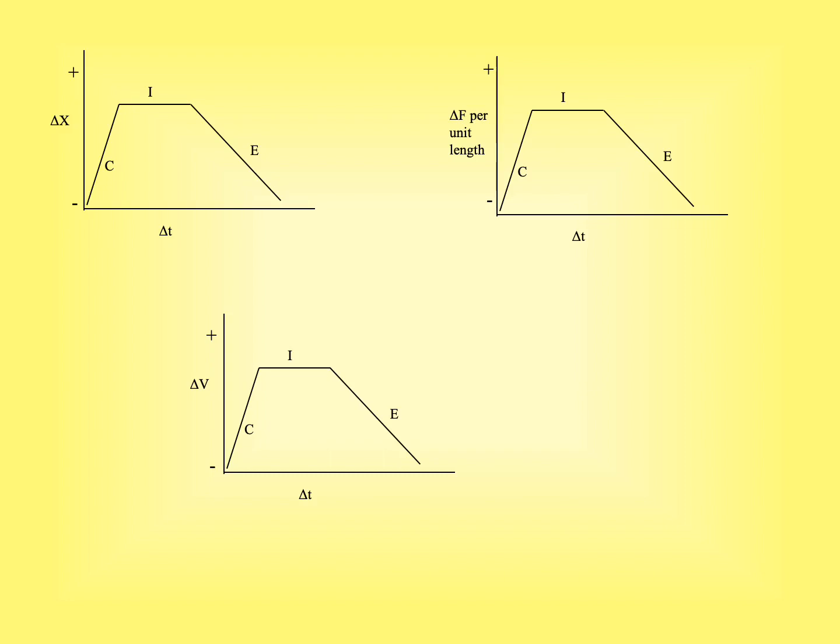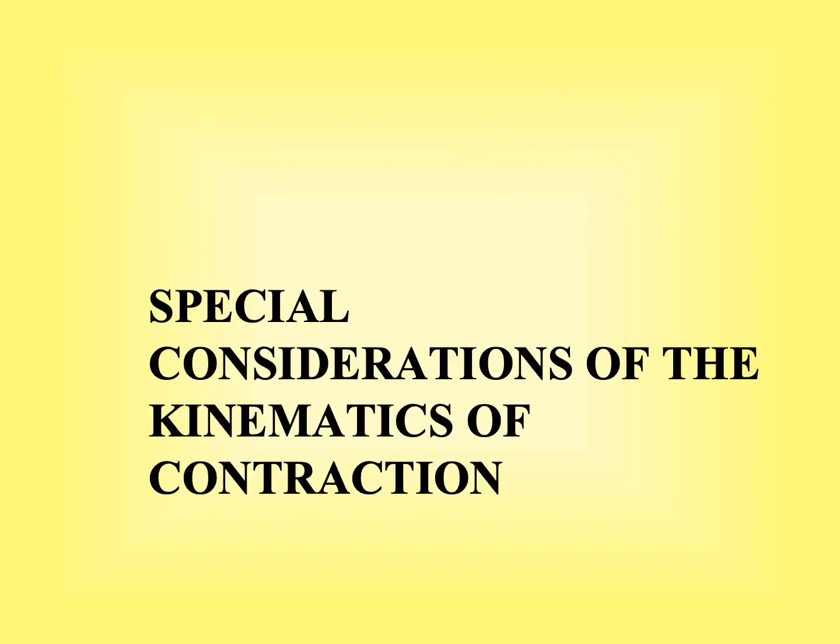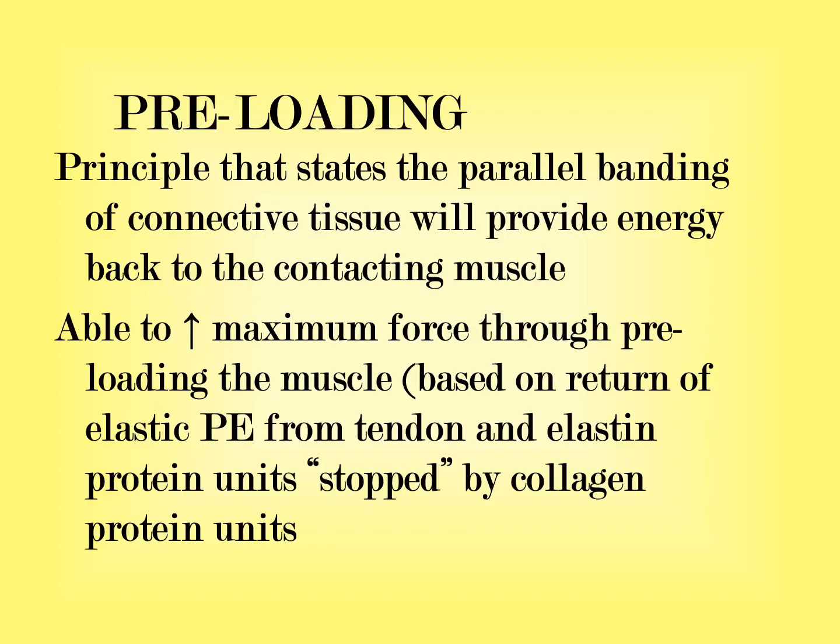There's one other component that comes into play in terms of the kinematics of the muscle contraction that we have to look at. And those other issues are the issues of preload and the issues of the cross-sectional area of the muscle. Preload is the indication that if I stretch a muscle prior to causing it to contract, I'm able to store potential energy within the tendon that will passively be returned to the muscle during the active contraction.